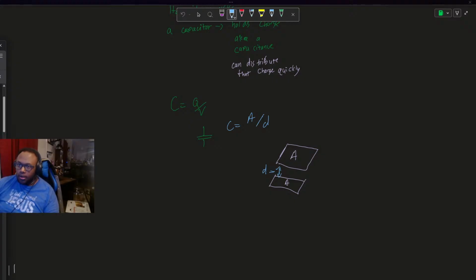in between. The dielectric material can be air, it can be ceramic. Yes, it can be a lot of different things. Now, copper's conductive. What do you mean by dielectric?